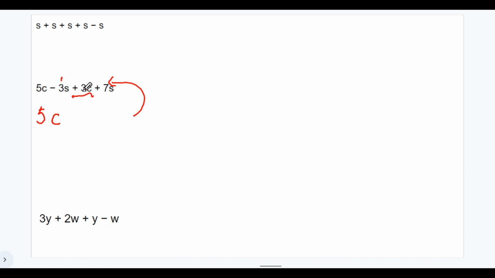So what I can do, I just need to copy this term over here. That is plus 3C. Remember, plus 3C. So plus 3C I will write over here. Now C terms are done. There is no more C term. Okay, well done. So now the next term is minus 3S. So I'm writing here minus 3S. Okay, so this is done, this is done, this is done. Now look at here, what is left? Plus 7S. Okay, so I'm writing here plus 7S.